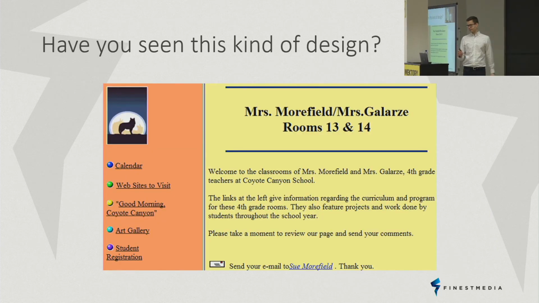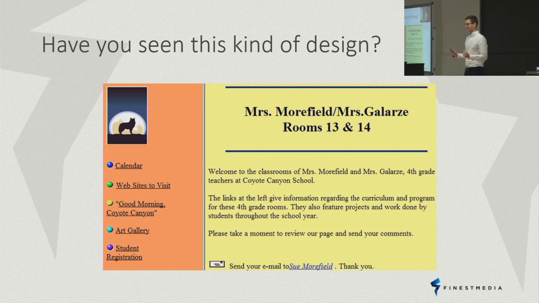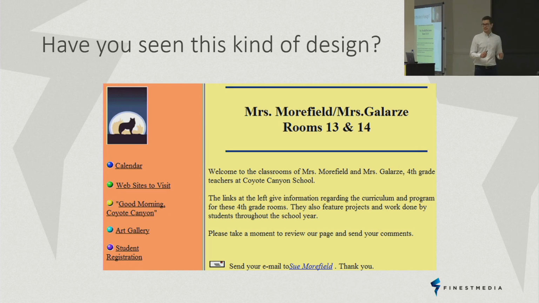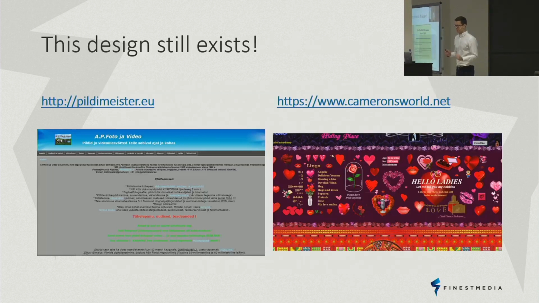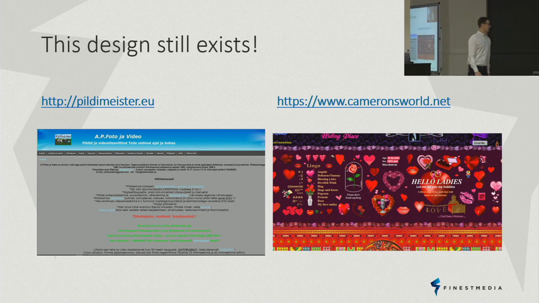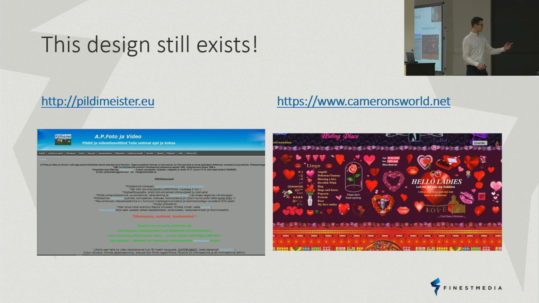Have you seen this kind of design, or do you even remember this kind of design anymore? How many? Okay, good. But do you think that this kind of design even exists anymore? So basically, this design still exists. From the left side, you can see buildimeister.eu site that is a typical site from year 95. Basically, there is gray background, some green text, some red text, and of course, gradient header.